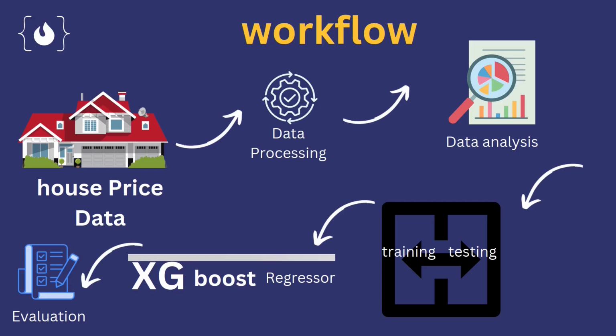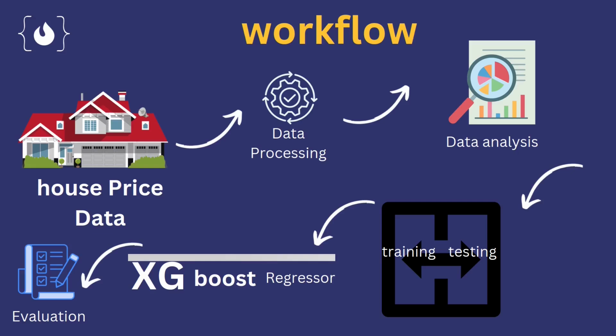Now let's see how we can solve this problem. This is the workflow. First of all, we need the house price data. We cannot feed this data directly to our machine learning model, so we need to do a lot of processing by following some steps. After getting the house price data, we do the data processing steps. In this step, we feed our data to a data frame, and in this data frame we do some processing, so that our data will be suitable and compatible to feed to the machine learning model.